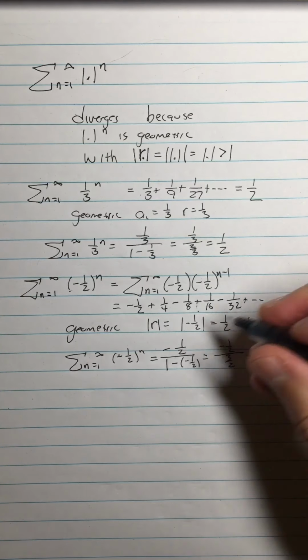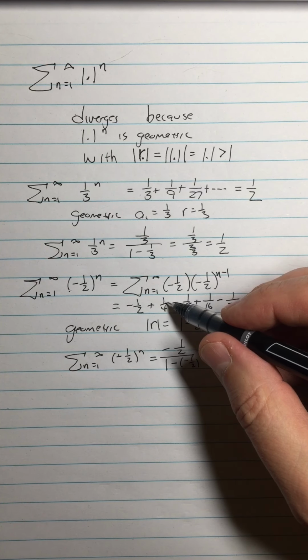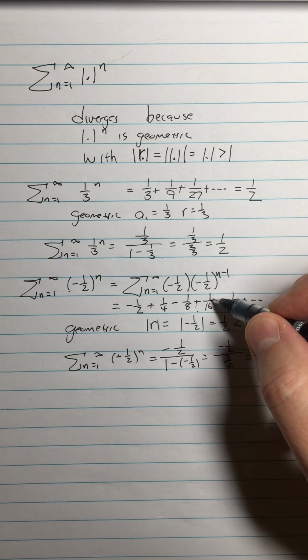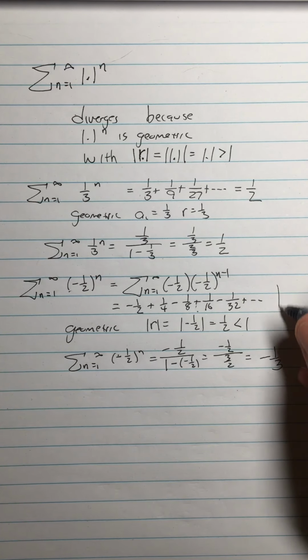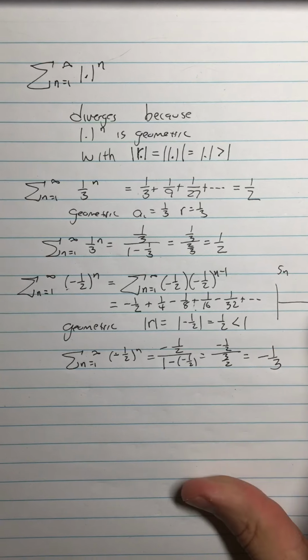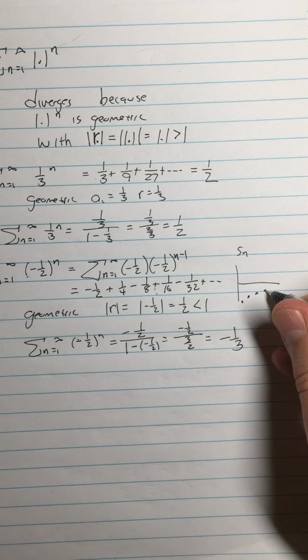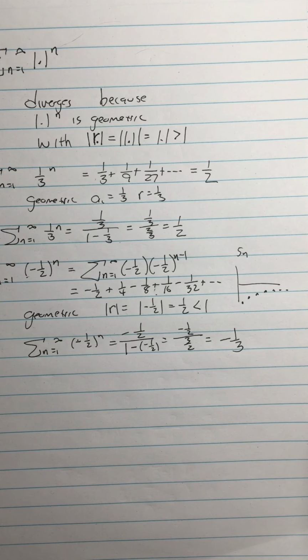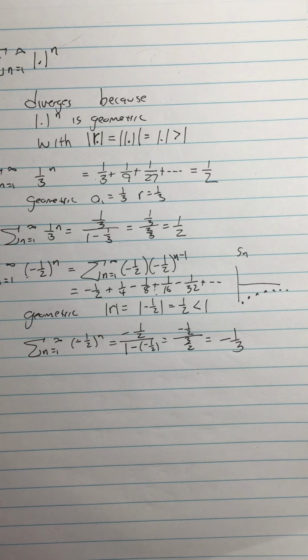It starts at negative 1/2, and you add a fourth, so you have negative 1/4, and then you subtract 1/8, so you have negative 3/8, and then you add a 16th, so you have negative 5/16. It keeps going back and forth, but it stays negative. If I look at a graph of S sub n, it might jump above and below, but it's coming up to negative 1/3. That's what the partial sums are going to. So this sum is negative 1/3. Okay, what other fun things?